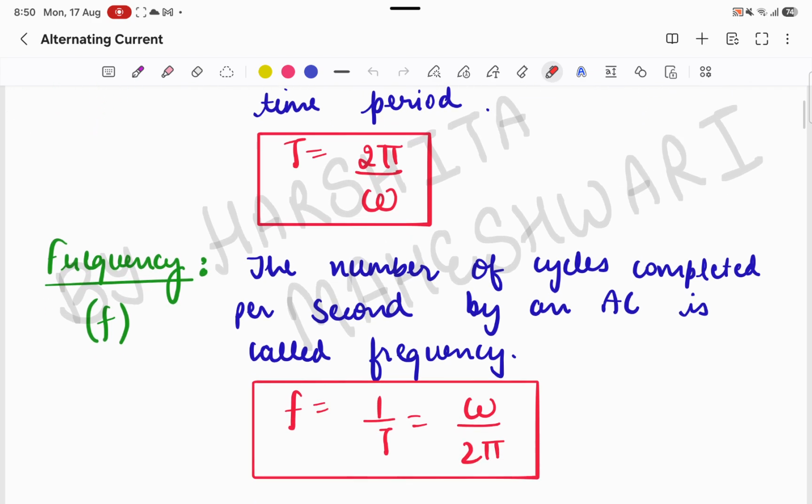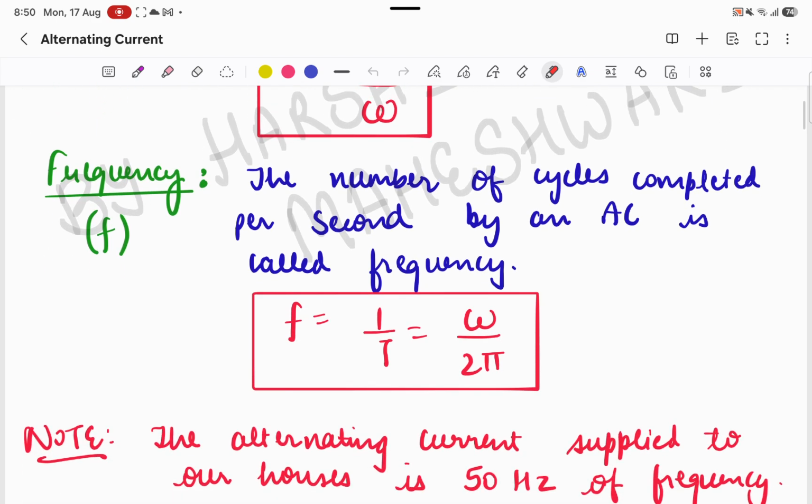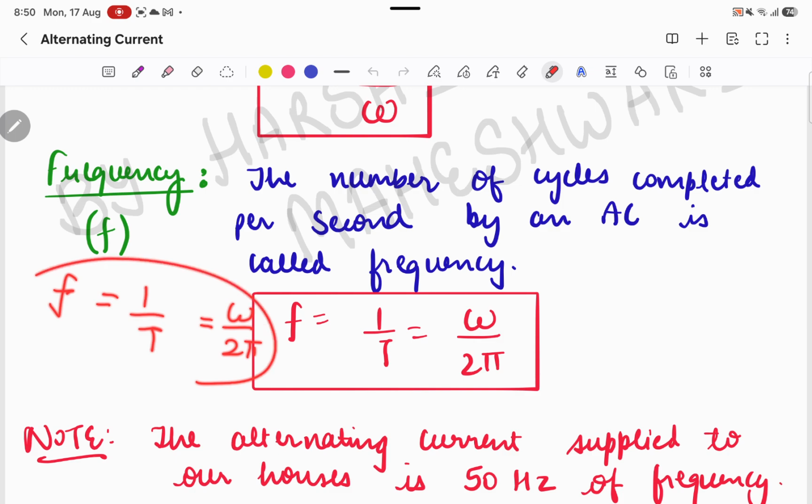Now we have the word frequency that I just made you understand: the number of cycles completed per second by an alternating current is called frequency, which is denoted by small f, which is equal to 1 by time period, and we know that it will be omega by 2 pi now.